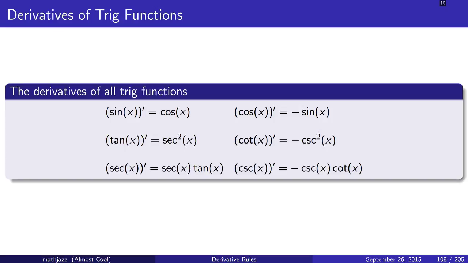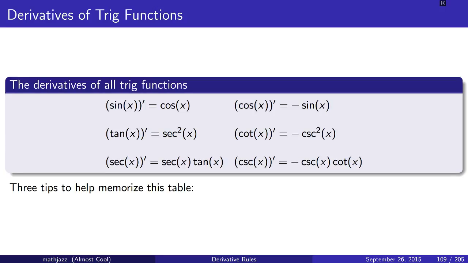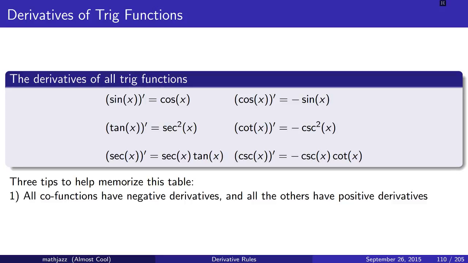Here's a table of the derivatives of all of our trigonometric functions. There are 3 tips that I'll give you to help you memorize the table. All of our cofunctions have negative derivatives, and the other functions have positive derivatives. What I mean is, the 6 trig functions that we have are divided into sine, secant, and tangent, which are our functions, and cosine, cosecant, and cotangent, which are our cofunctions. And notice, every function that has a co as its first syllable has a negative derivative, or its derivative has a negative sign in its expression.